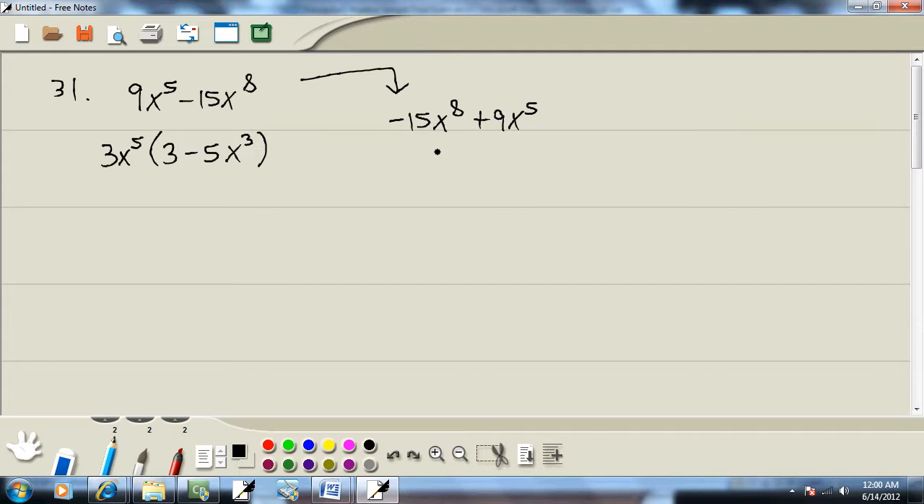Now, they're still both divisible by 3. That's going to come out. They still both have 5 x's. That's going to come out. But our first term is now negative. So we'll factor out negative 3x to the fifth.